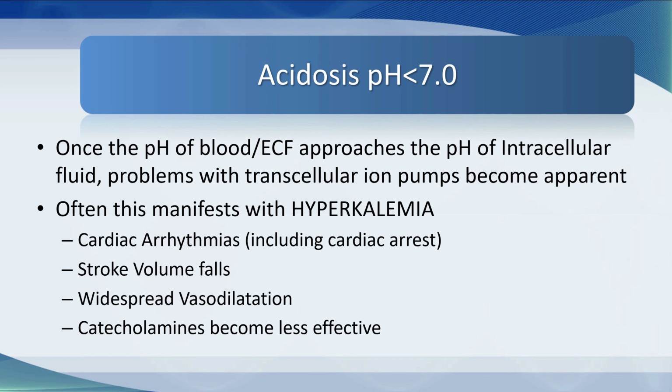The stroke volume falls. There is widespread vasodilatation, and catecholamines become less effective. Most enzymatic systems in the body become malfunctional below a pH of 7, and the body goes to an enormous effort to try and keep that pH up there in the normal range.